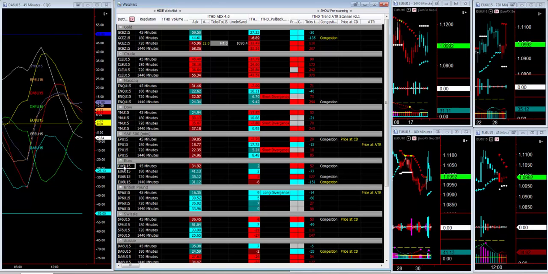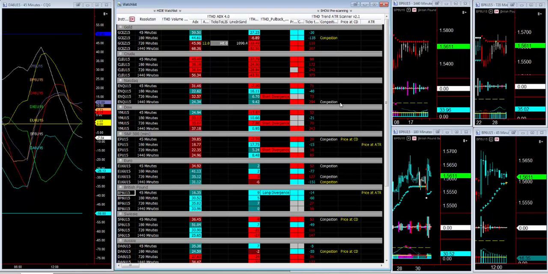Now on the euro, you do see that you have a congestion area on the 1440. It went back and tested that ATR, and as you can see, it was unable to break it. Now, I do think on the 180, it should come back down to this ATR, which really is coinciding with a congestion dot over here on the 45-minute. So I would want to see what happens between the 45 and the 180. I do think we may see some downward movement on the euro this week, though.